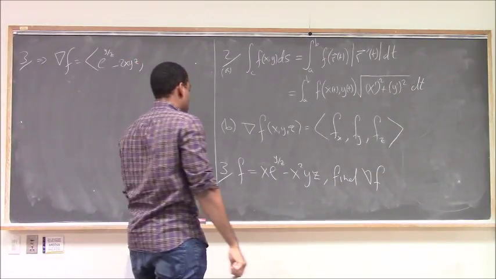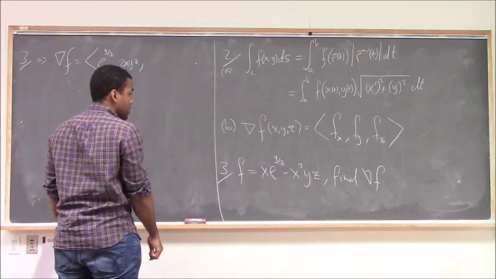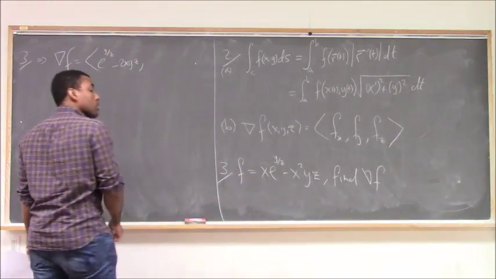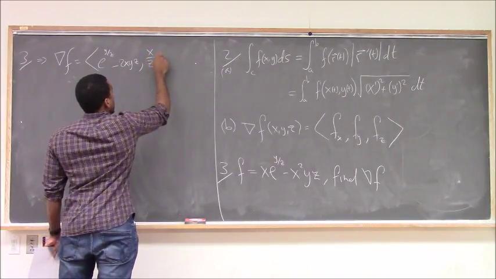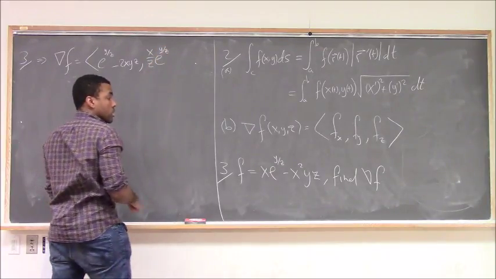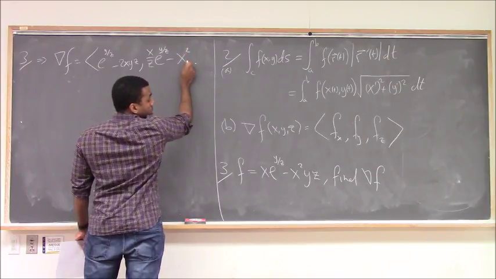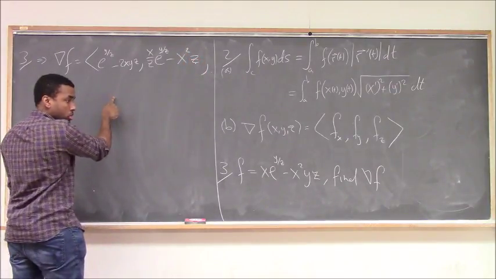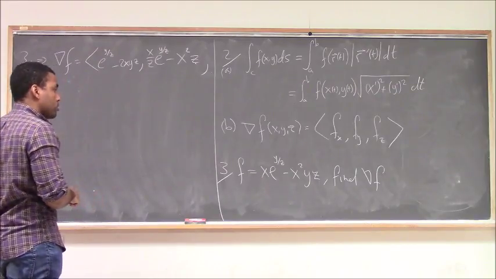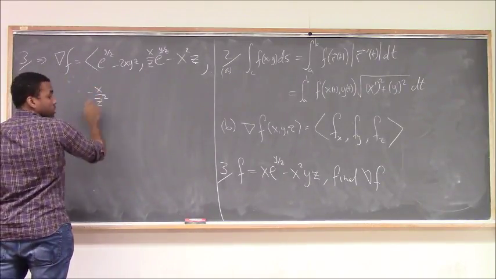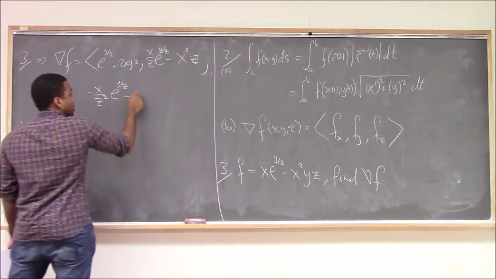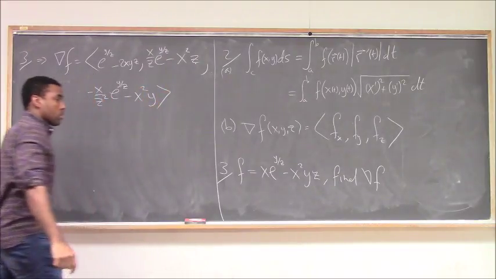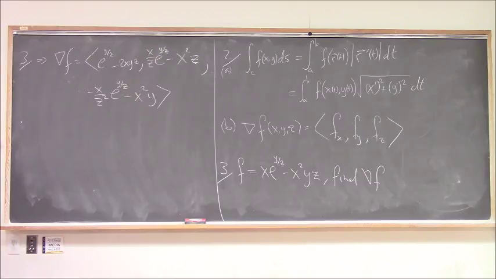Now you're going to take the partial derivative with respect to y. Probably need a little more space, but let's actually do it. How do we do this one? x over z, e to the y over z, minus x squared z, comma, put the third component down here, and negative x over z squared, e to the y over z, and minus x squared y. I think I got that right.